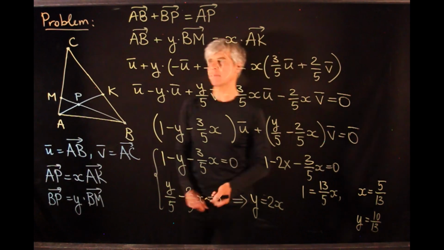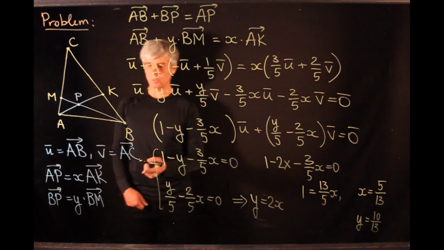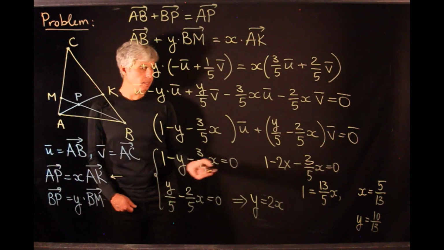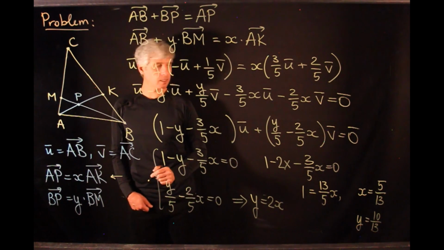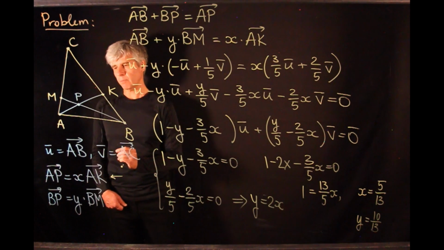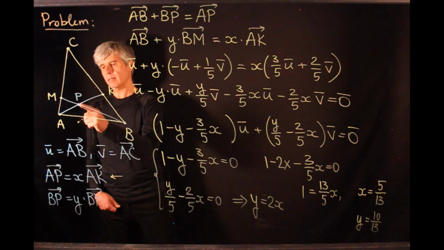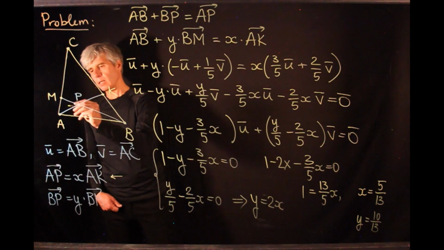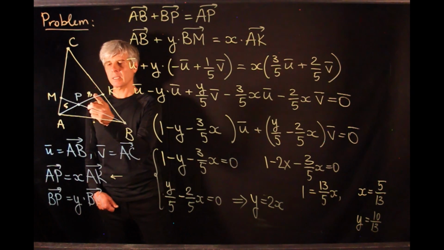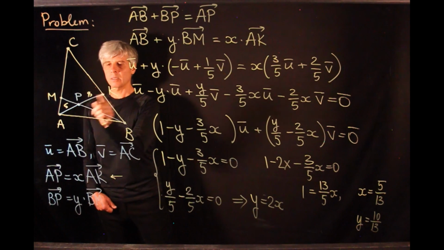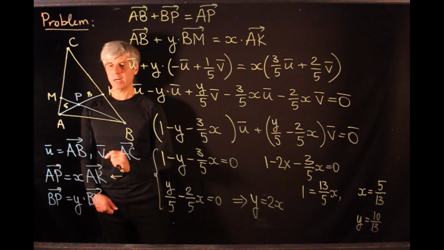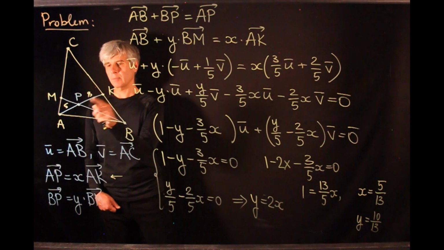But basically, this gives us the answer, right? What we had to find is the value of X here. And so this tells us that X is 5 over 13. And so this means that the point P divides AK in proportion 5 to 8. Right? So we have 5 parts here and 8 parts here. So altogether, we have 13 parts. And AP is 5 over 13 times AK.